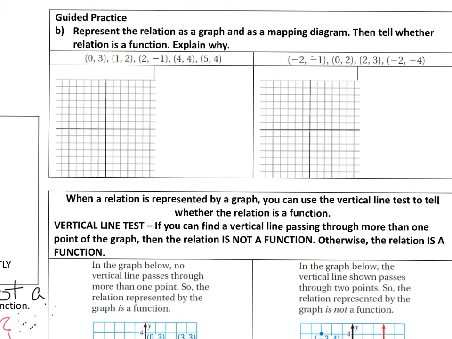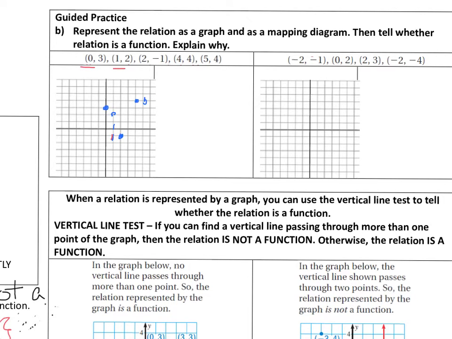Okay, guided practice. Represent the relation as a graph and as a mapping diagram. Tell whether the relation is a function and explain why. Let's first graph it. Graph the points 0, 3, 1, 2, 2, negative 1, 4, 4, 5, 4. So that's the graph.